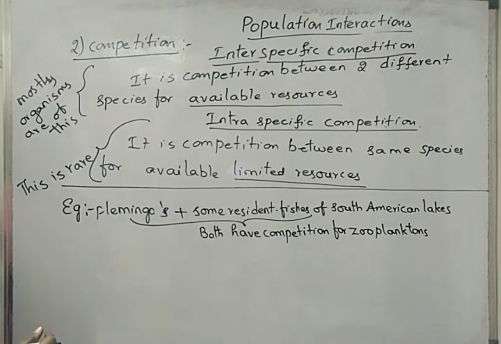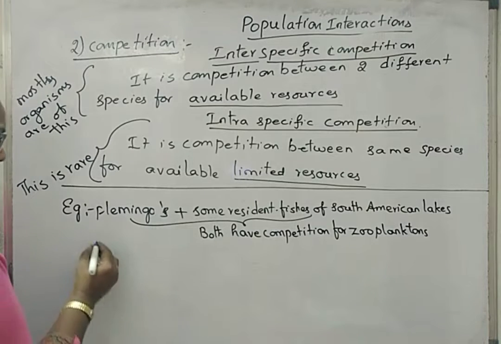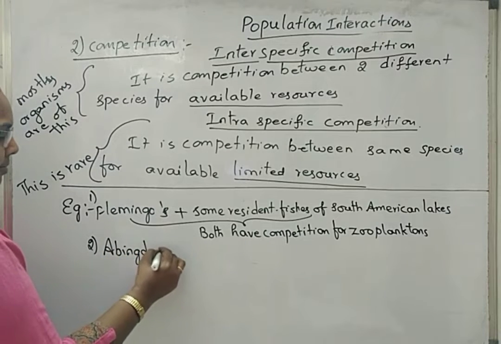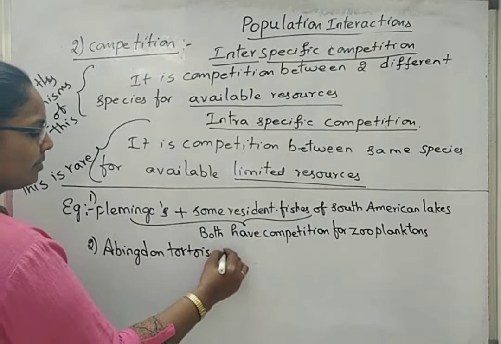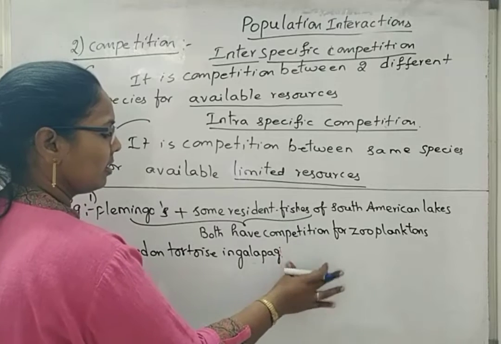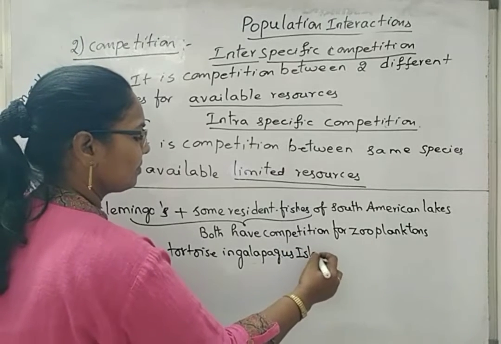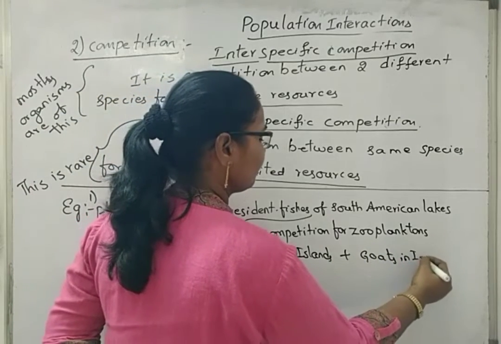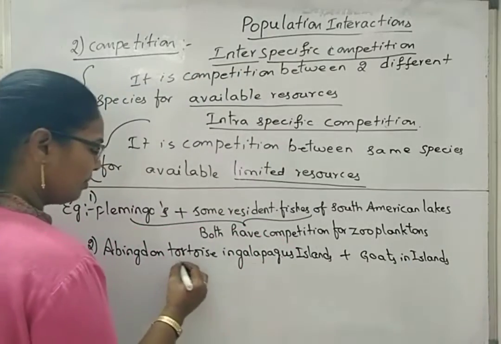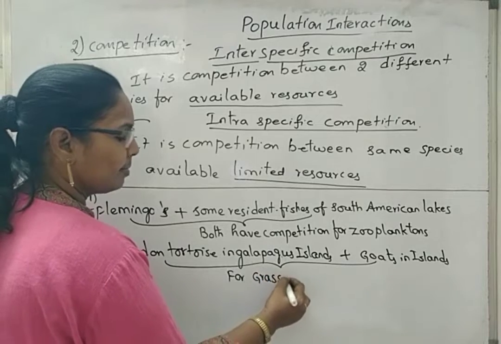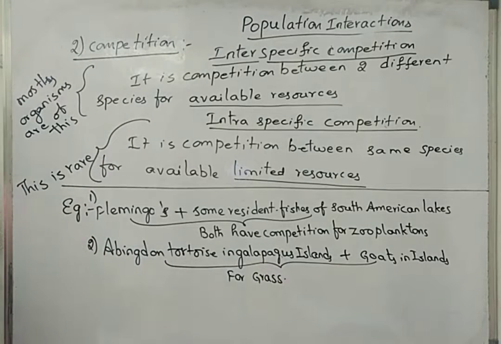Next one: Abingdon tortoise in Galapagos Islands and also goats for grass. So this is the first example. Second example, Abingdon tortoise in Galapagos Islands plus goats in the same islands. Here, both have competition for grass, but both are still existing.